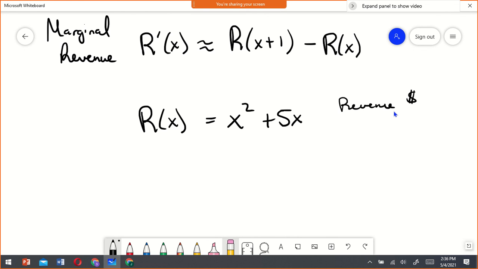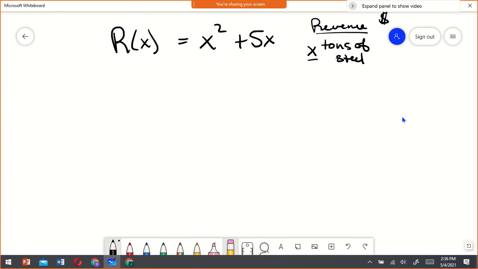Revenue is measured in dollars for tons of steel, which is what x is. And this function is given. We can find the marginal revenue and then evaluate the marginal revenue for when we sell that 1,000 tons of steel, and see for every additional ton of steel we make, what the revenue increases by, or if it could potentially decrease as well. Looking at this expression, I'm thinking that it's going to increase.